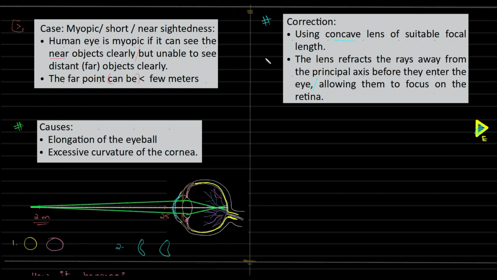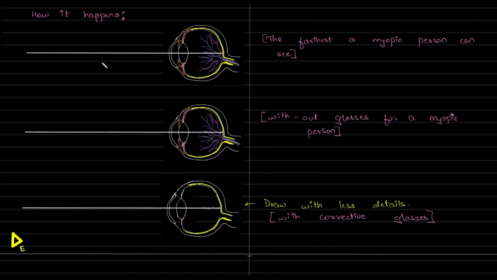Okay, so next we will understand all of this with the help of a ray diagram. So this is the setup for your ray diagram. The first one deals with the farthest a myopic person can see. So this is, say, the nearest, and the farthest may be somewhere over there. Again, I'm just assuming this to be the farthest. So what happens? Any object over here, what will happen? It will go through this and through the focus, and the person is able to see a clear-cut image. Okay, so this is what happens.